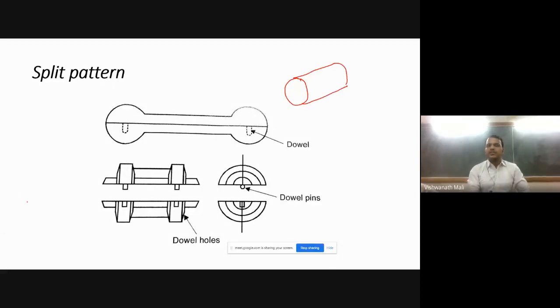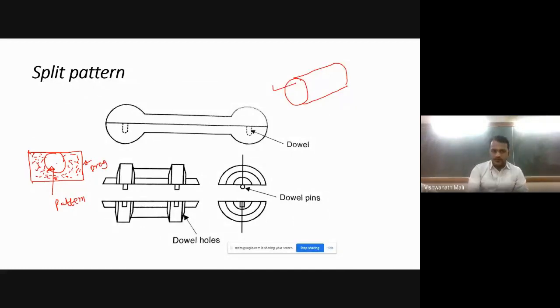For example, why do we need to go for split pattern? See the side view of the drag. Drag means the lower part of the flask. Now, if you use a single piece pattern, means what? This is our final product. We have made the pattern of only this shape, a single piece. Then we have inserted this single piece here. First we insert the molding sand, then we insert the part, that is the pattern.